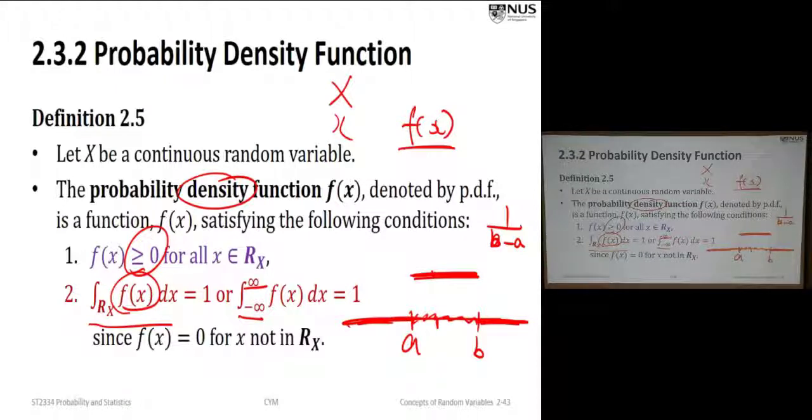Does 1 over b minus a depend on x? What I'm saying is that f of x equals 1 over b minus a when x is between a and b, and 0 otherwise. All right, that's how I define the function. So now I'm asking, does f of x depend on x?